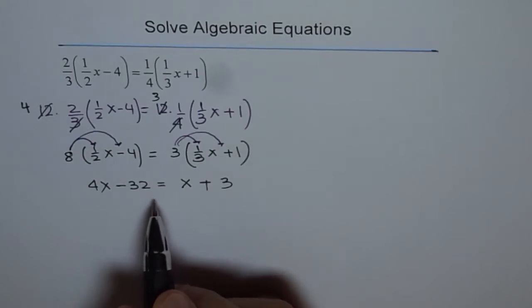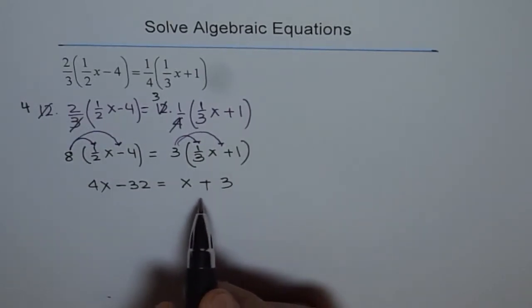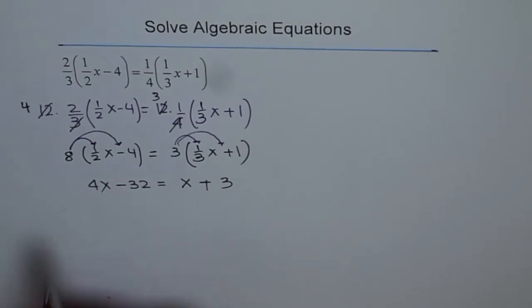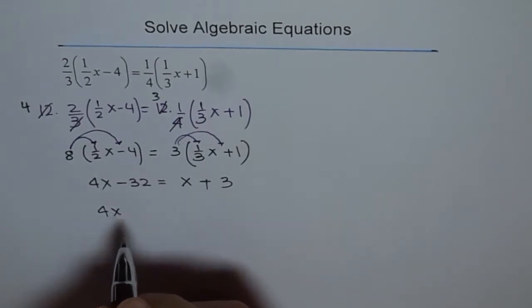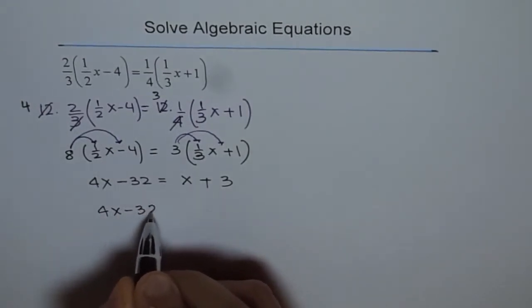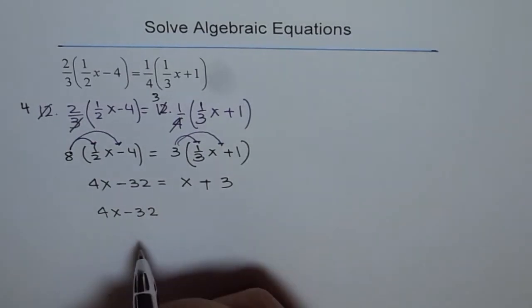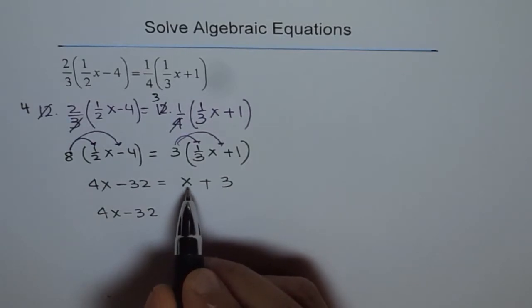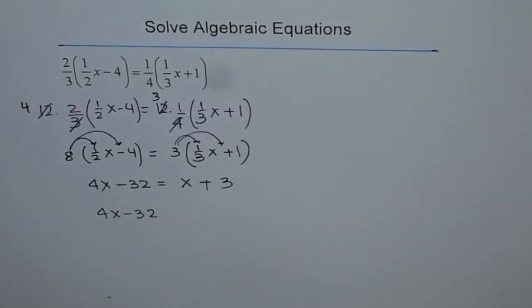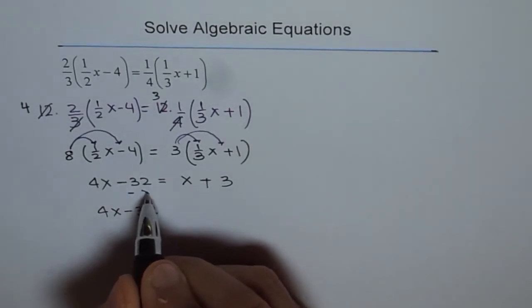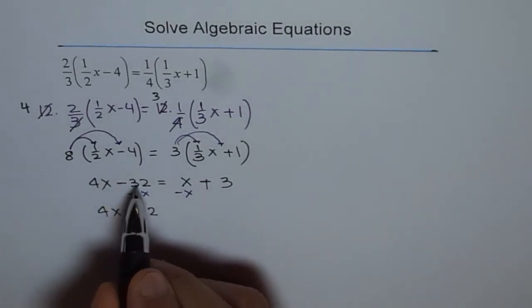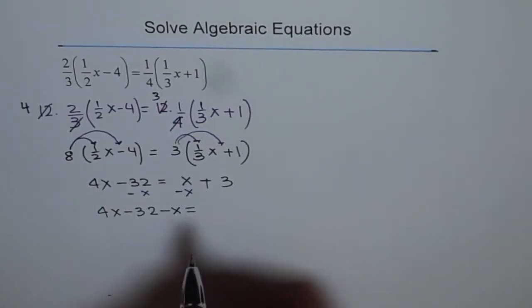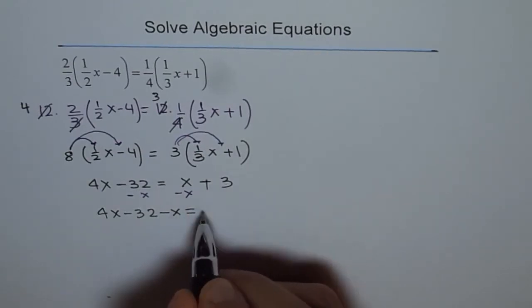Now we have an algebraic equation in one variable which we can solve by bringing like terms together, right? So we'll bring the variables on the left side. So we have 4x minus 32. Bringing variables on the left side means what? It means that we should take away x from both the sides. So let me show you what I'm trying to do here. So I'm doing minus x both sides. Right? If I do that, I get 4x minus 32 minus x equals to x minus x is 0. I'm left with 3 here.